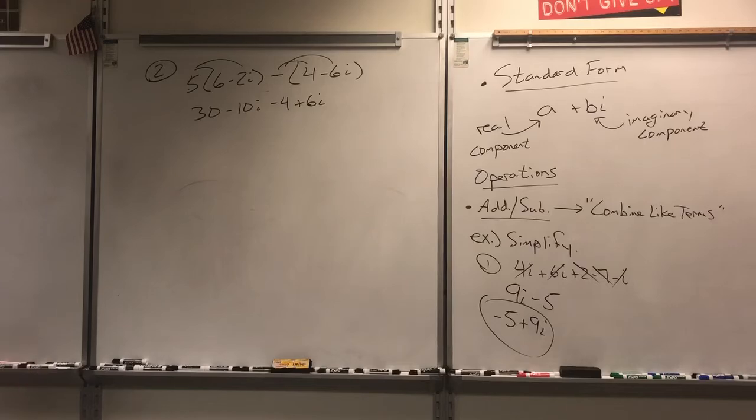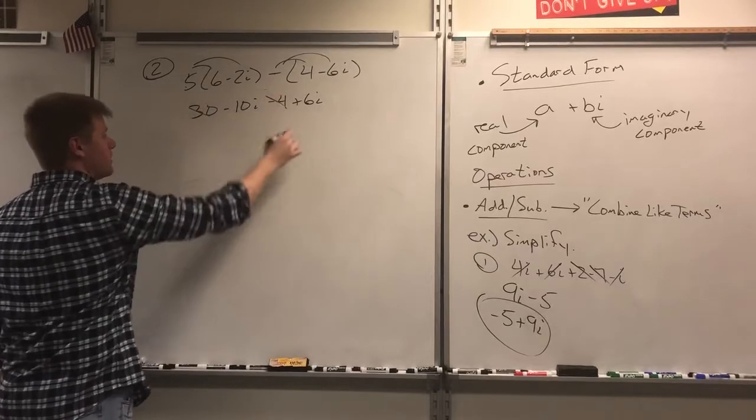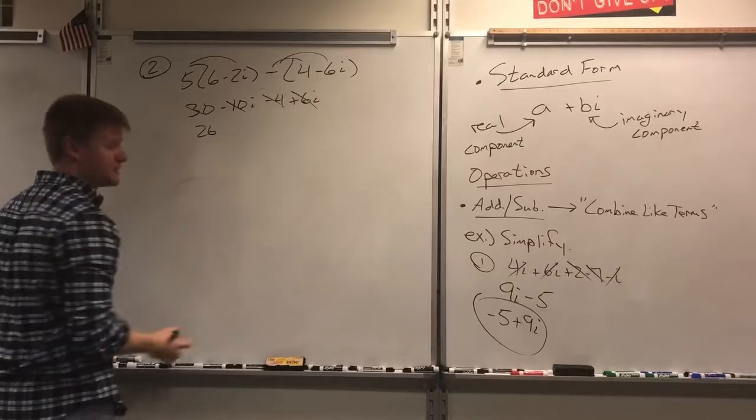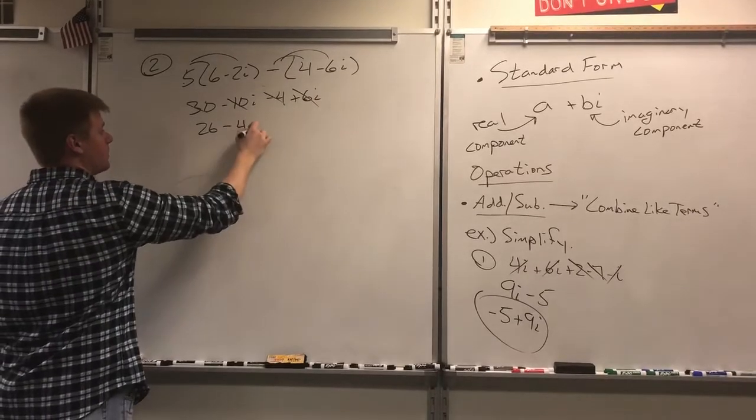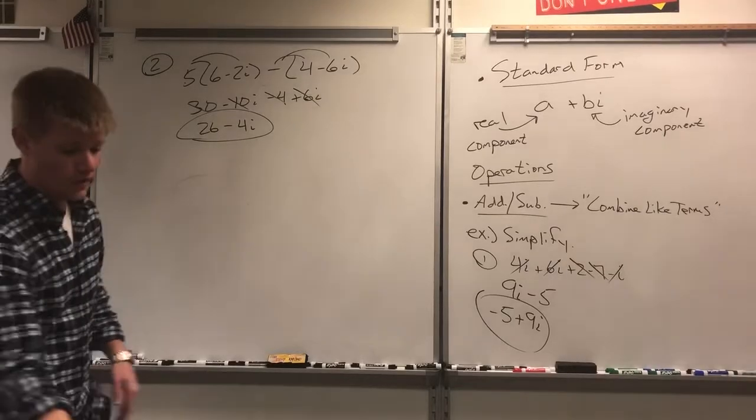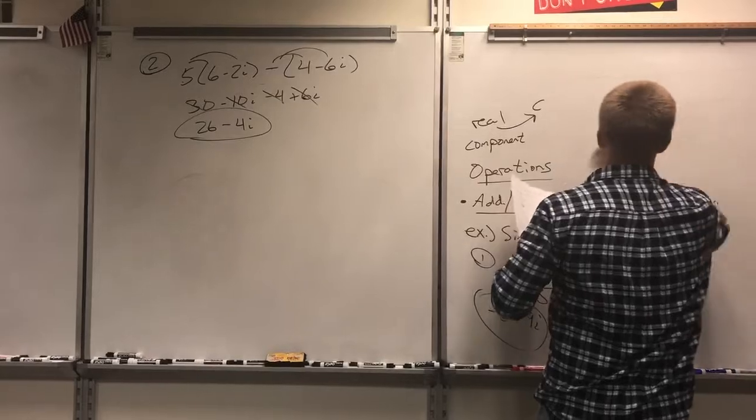So finally, just like we did before, we combine the real numbers with real numbers, imaginary with imaginary. So the real number first, 30 minus 4 is 26. Negative 10i plus 6i would be negative 4i. There we go. Adding and subtracting with complex numbers. Multiplication.